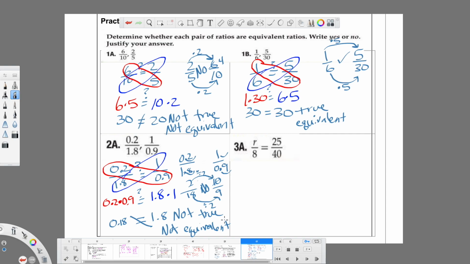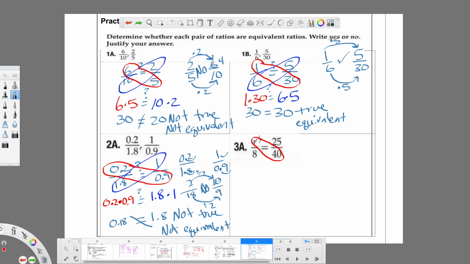So let's go ahead and do number 3 here. So number 3, like I said, it already has an equal sign. So we're not testing if this is equal. There's no question mark anymore here. That is for sure equal to each other. They're telling us that. Now we just need to go through our cross multiplication here and figure out what does R need to be in order to make this true.